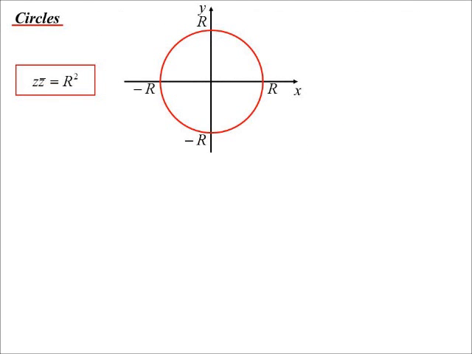Circles. A circle has this equation, remember? I said there's more significance to this x squared plus y squared. A circle would normally be x squared plus y squared equals the radius squared. But when I'm thinking of complex numbers, x squared plus y squared is a number times its conjugate. And so this can have the equation z times z conjugate is equal to the radius squared.